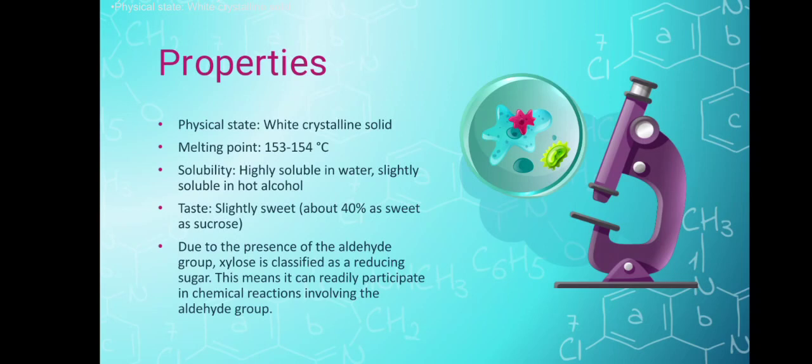Due to the presence of the aldehyde group, xylose is classified as a reducing sugar. This means it can readily participate in chemical reactions involving the aldehyde group.